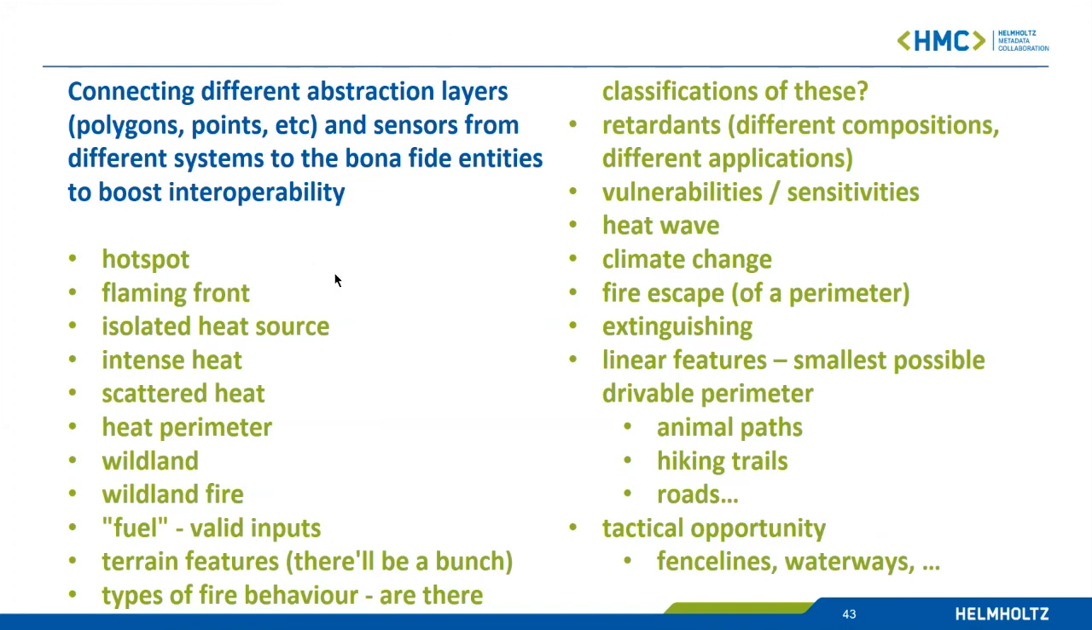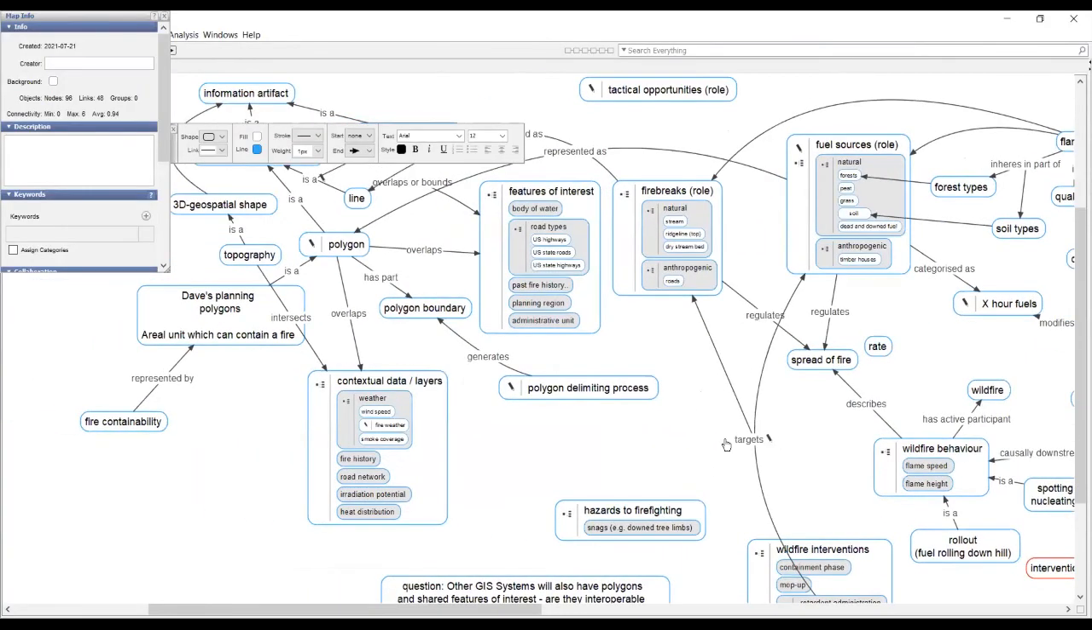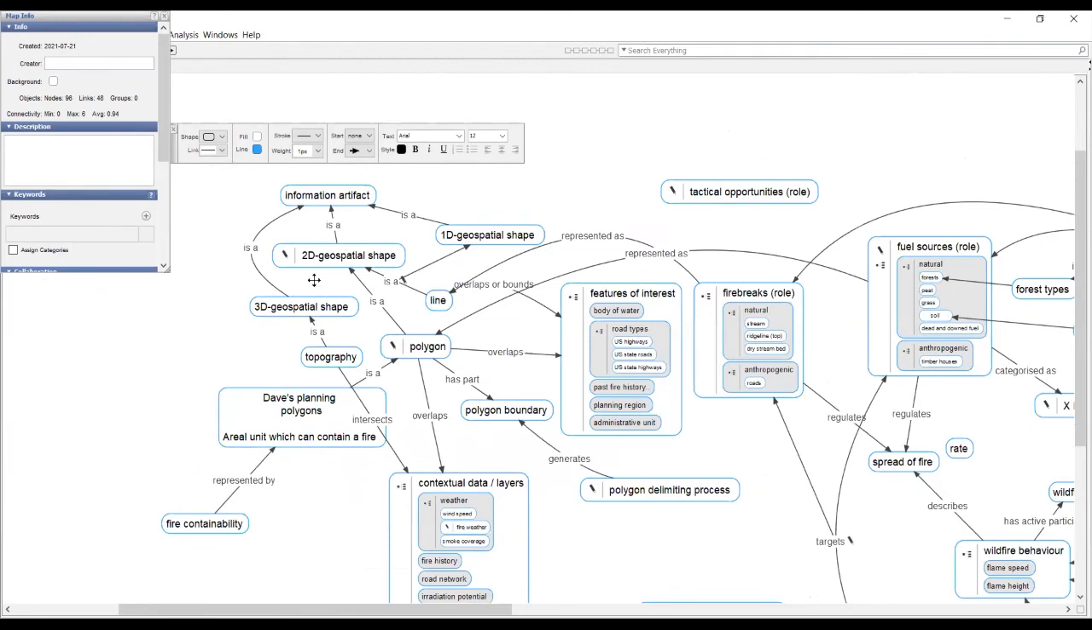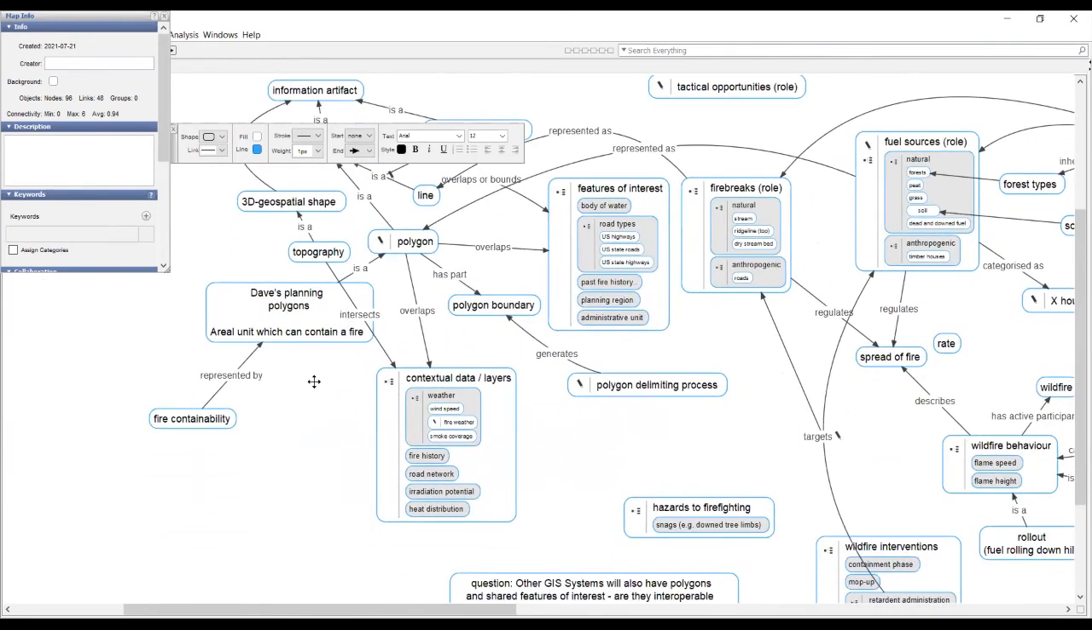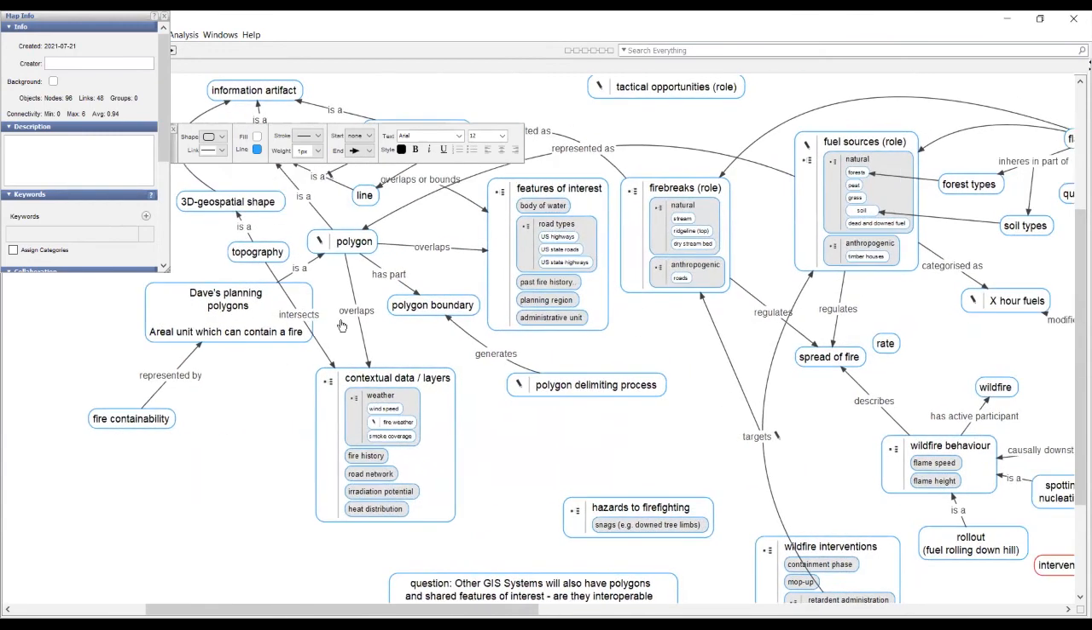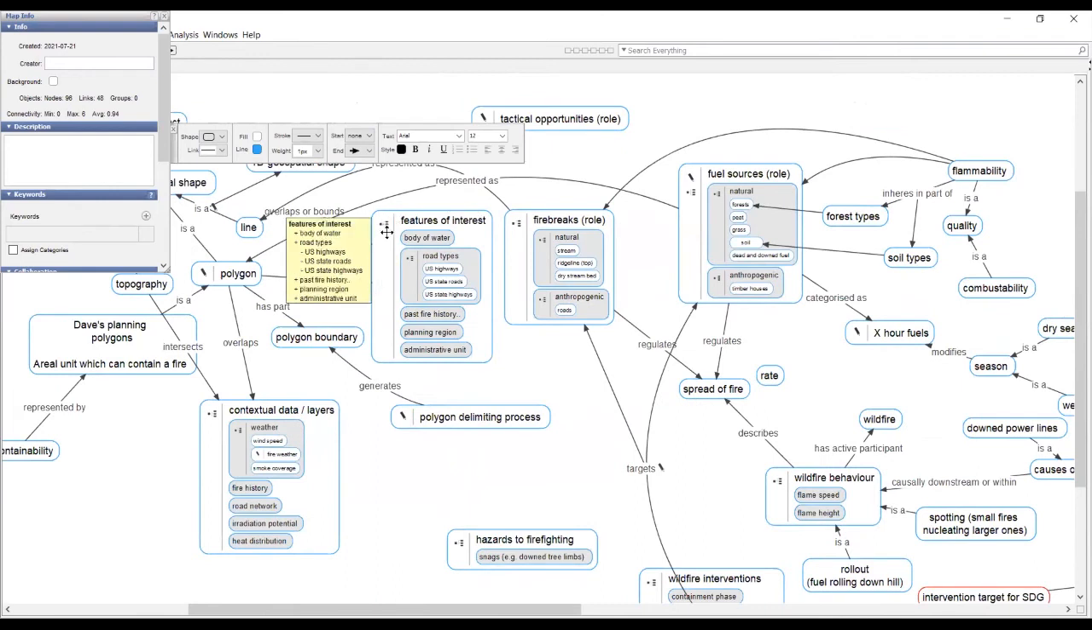So we talked about it. Dave and others contributed to discussing what they mean by the abstractions like polygons, what they map to in the real world. And we generated a sort of ontological mind map, which is going to be our anchor. So again, relating the polygons and spatial entities and the kinds of polygons, we call them Dave's planning polygons for the moment, to what they map to. So the kind of word that we use operationally, features of interest.